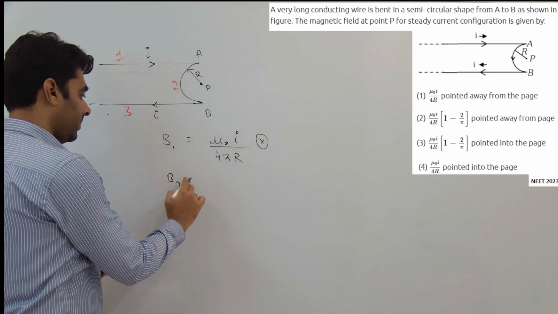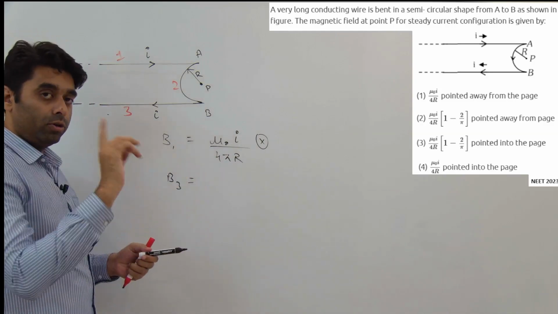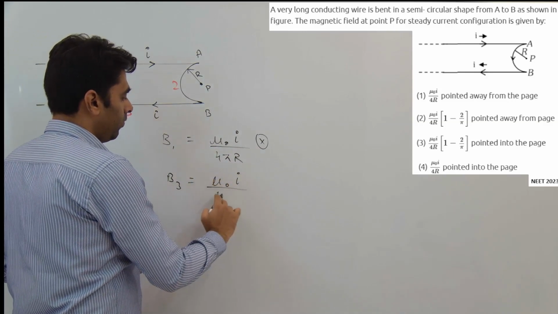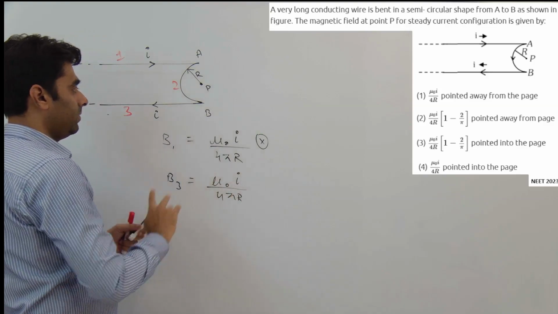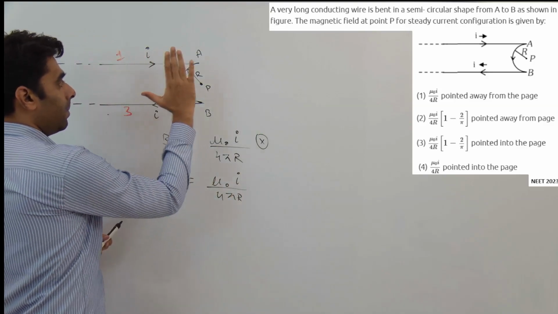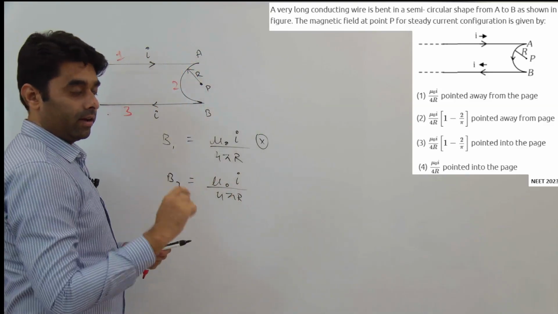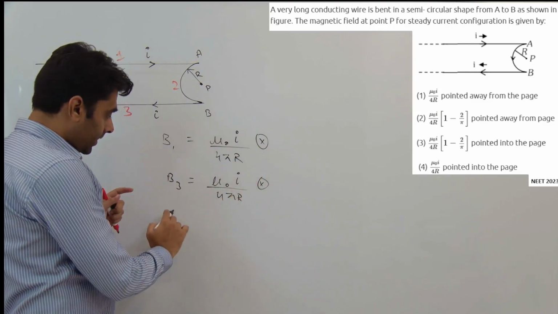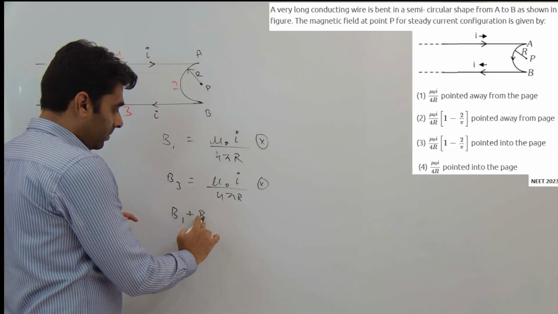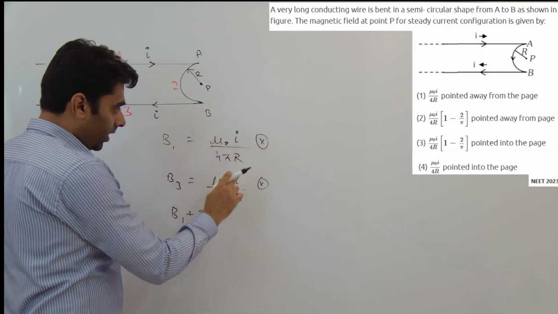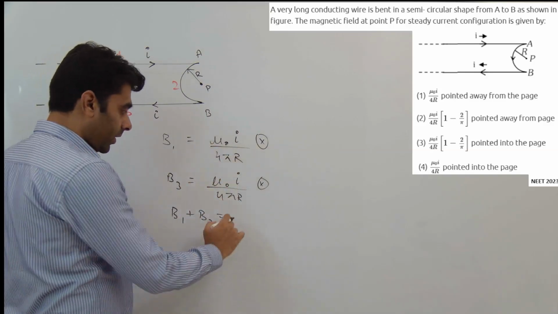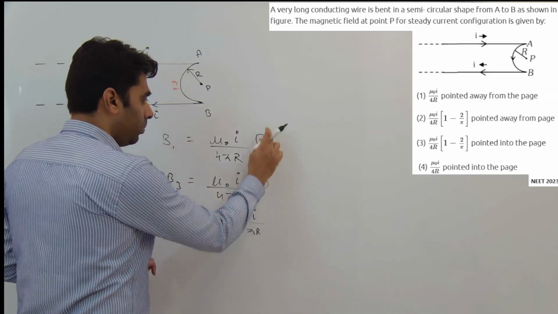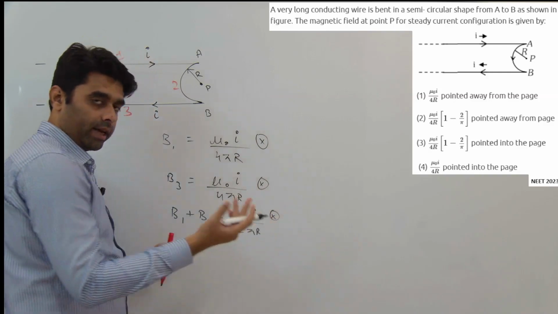B3, first I am calculating B3. B3 due to semi-infinitely long wire, mu naught I by 4 pi r. Direction wise, thumb in the direction of current, palm faces inward, so again inward direction, both are in inward direction. Let us calculate the net of this. B1 plus B3 comes out mu naught I by 4 pi r plus mu naught I by 4 pi r, it comes out mu naught I by 2 pi r, both in inward direction, so directly we added them.